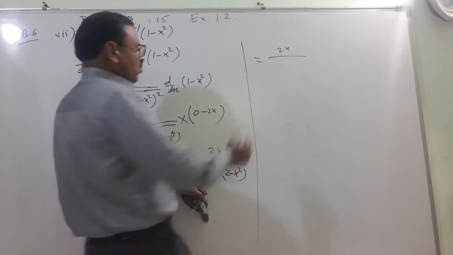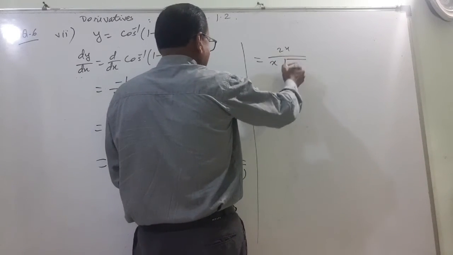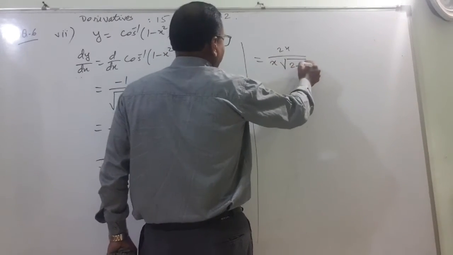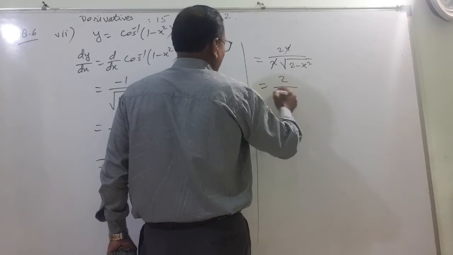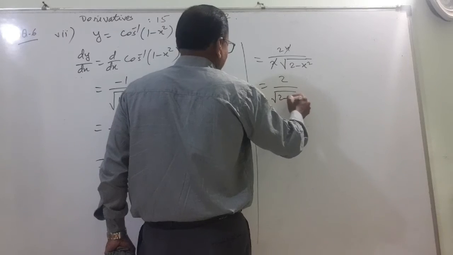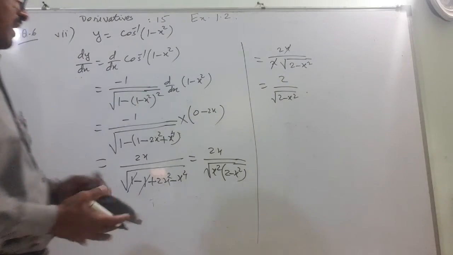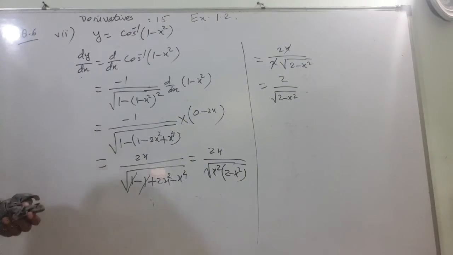Now this x square, the root will be like this, and under root 2 minus x raised to 2. This will get cancelled. So that is equal to 2 upon under root of 2 minus x square. This is your final answer. Take a screenshot.